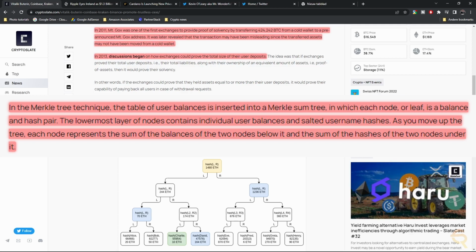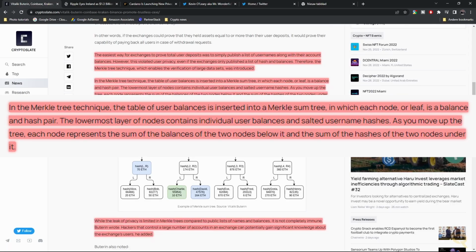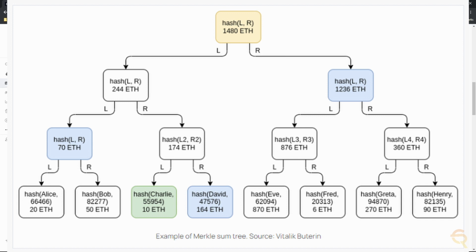In the Merkle tree technique, the table of user balances, so this is the Merkle tree, is inserted into a Merkle subtree, in which each node or leaf is a balance and hash pair. The lowermost layer of nodes contains individual user balances and salted username hashes. As you move up the tree, so all the way up here, each node represents the sum of the balances of the two nodes below it and the sum of the hashes of the two nodes under it. So we've got 2 here, 2 here, 2 here, and then each split in 2 as well.